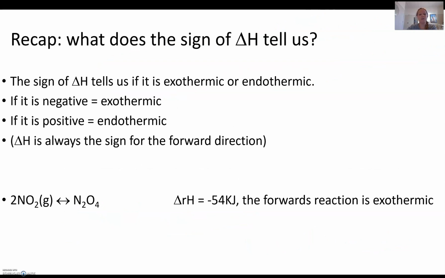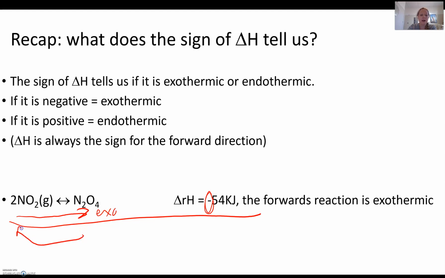So if we just have a look here, here's a reaction. Now what this is saying, just as a recap, we've got a negative sign here, which means that the reaction is exothermic, and it means that the forwards reaction is exothermic. So 2NO2 forming N2O4 is exothermic, and so that's exo, and that means that N2O4 breaking up and forming 2 NO2s is endo. And so you have to make sure you can understand that whatever the enthalpy written in the reaction, that's for the forward direction.